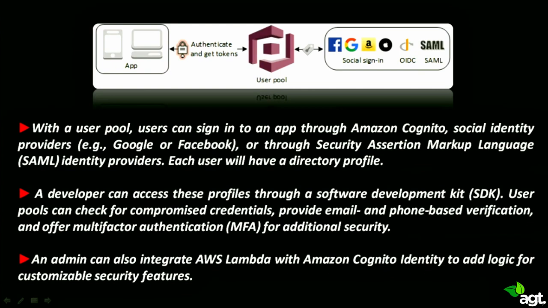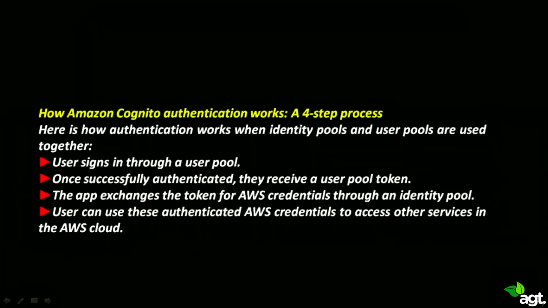A developer can access these profiles through a software development kit (SDK). User pools can check for compromised credentials, provide email and phone-based verification, and offer multi-factor authentication (MFA) for an additional security level. An admin can also integrate AWS Lambda with Amazon Cognito Identity to add logic for customizable security features. If an organization needs to provide users with access to AWS resources, they can configure an identity pool. Identity pools are federated identities that support authentication through user pools and federated identity providers.